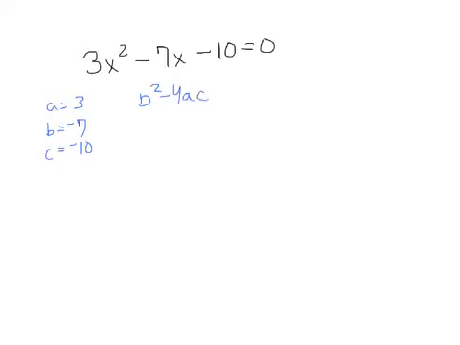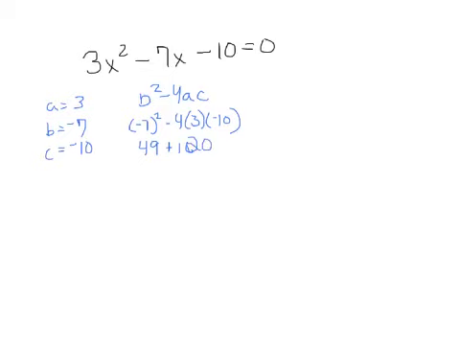3x squared minus 7x minus 10 is equal to 0. Once again, you notice that it's set equal to 0. I list off my a value is 3, my b value is negative 7, my c value is negative 10. Then I look at b squared minus 4ac, my discriminant. Negative 7 squared minus 4 times 3 times negative 10. Negative 7 squared is 49. The two negatives cancel out. 4 times 3 is 12. 12 times 10 is 120.